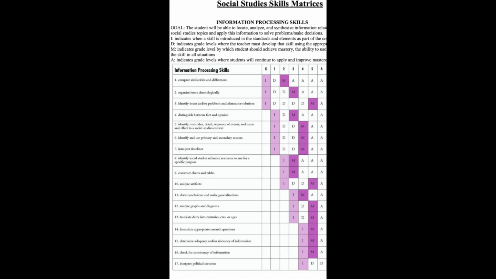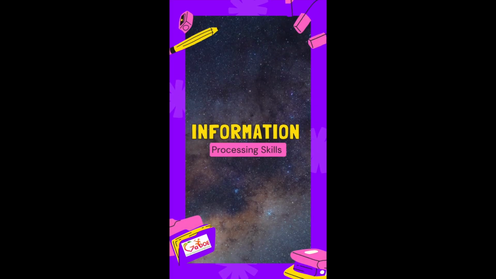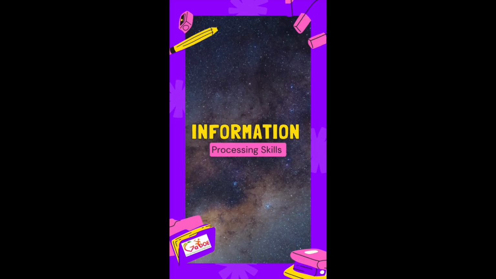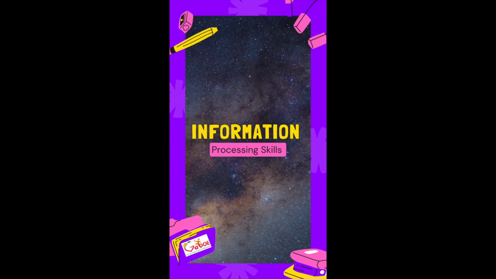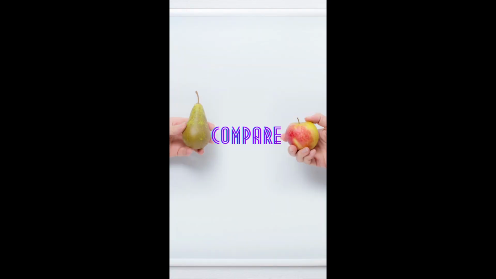On your screen, you'll see the information processing skills matrix. There are a variety of them. We're going to focus on the first 10. There's also a legend at the top that explains to you what each of those letters stand for. We have developing skills, mastered skills, and skills that are introduced. I'm going to spend a little time talking about the information processing skills individually with you to give you a couple of maybe tips or suggestions at how you can use them.